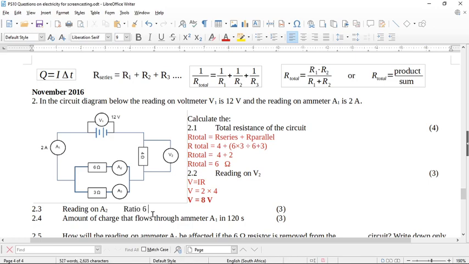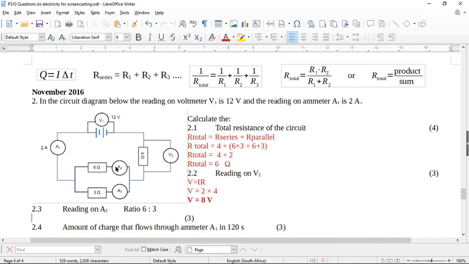So it's a ratio of 6:3. Most of the current is going to go through here, so less current is going to go through here. But what do they want? Ammeter 2. So here's ammeter 2, so we want to know what's going to go through the 6 ohm resistor.